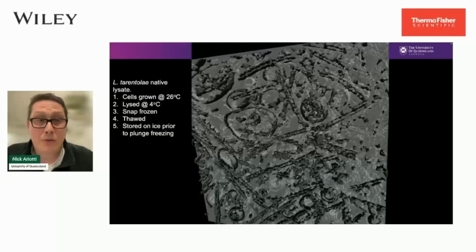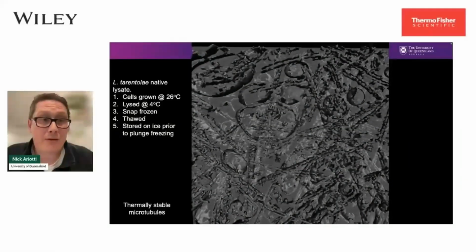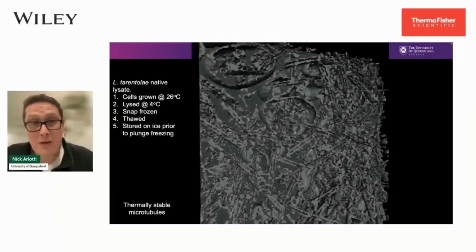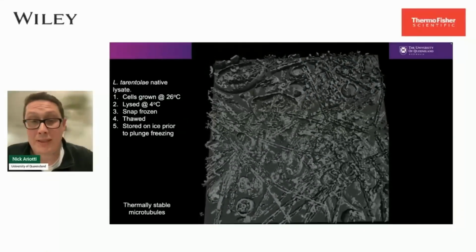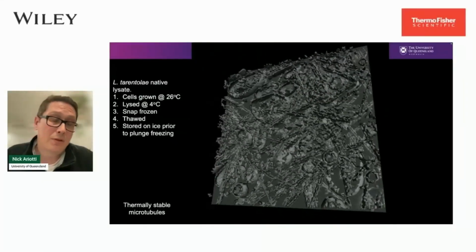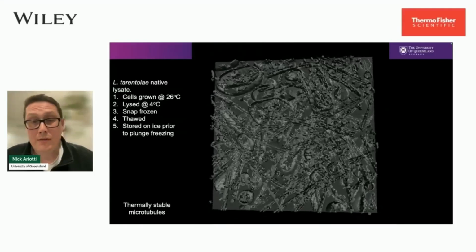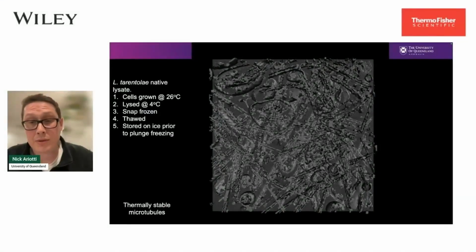These microtubules from the Leishmania tarentulae are incredibly thermally stable, unlike mammalian microtubules, where if you fluctuate the temperature, they completely depolymerize. So we know we can lyse our cells, we know we can resolve microtubules. The next question is, is this method applicable to generating good quality reconstructions of our protein present in the lysate? Can we get a high resolution reconstruction out of this way of processing our cells?